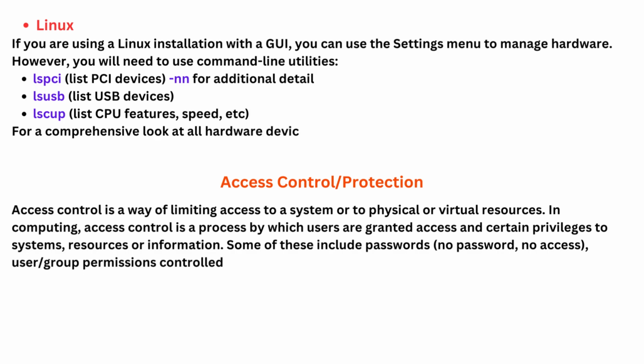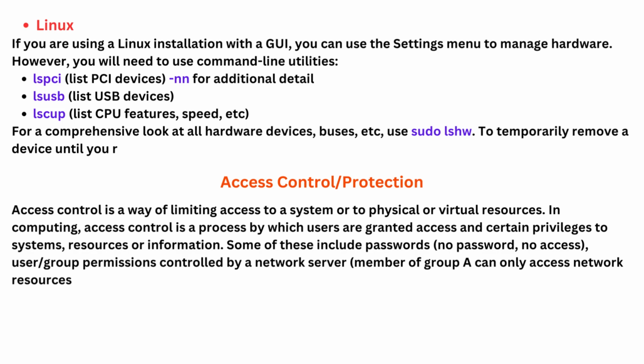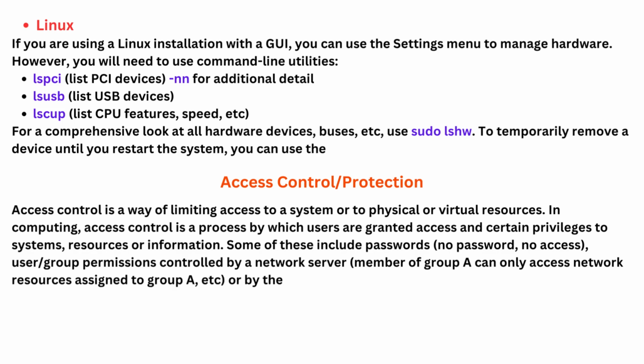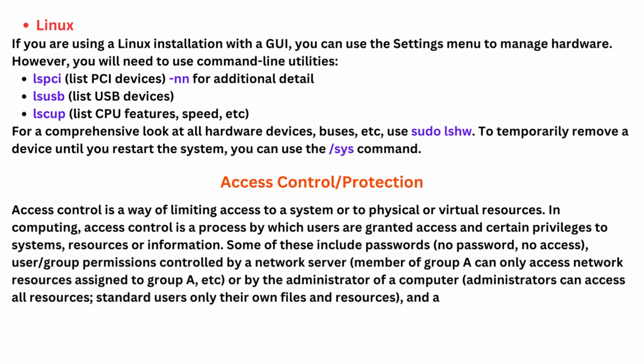Access control protection. Access control is a way of limiting access to a system or to physical or virtual resources. In computing, access control is a process by which users are granted access and certain privileges to systems, resources or information. Some of these include passwords, no password, no access, user group permissions controlled by a network server, member of Group A can only access network resources assigned to Group A, etc., or by the administrator of a computer.